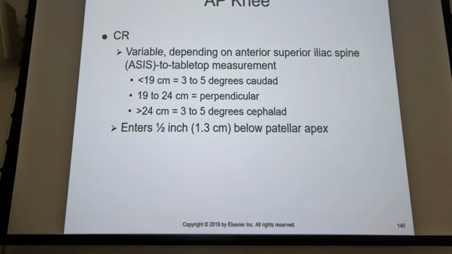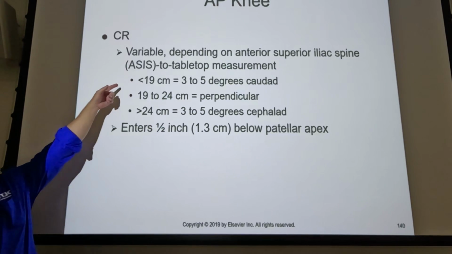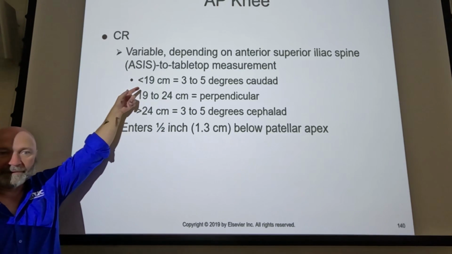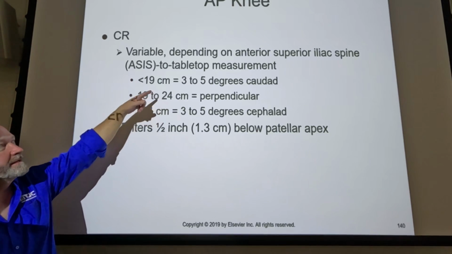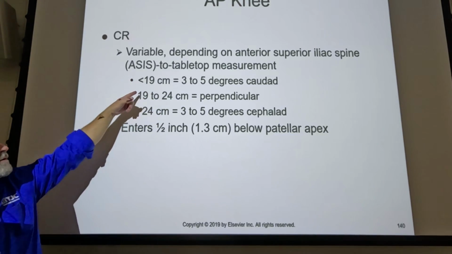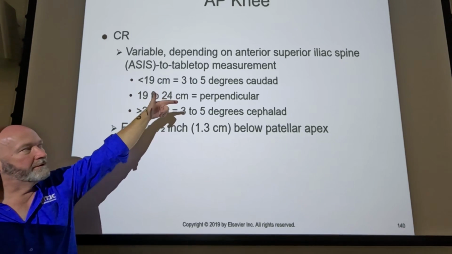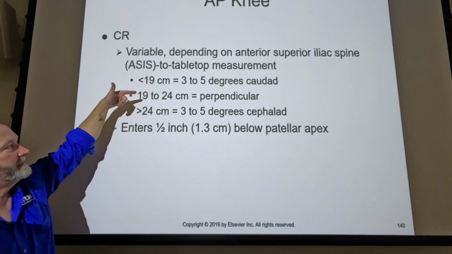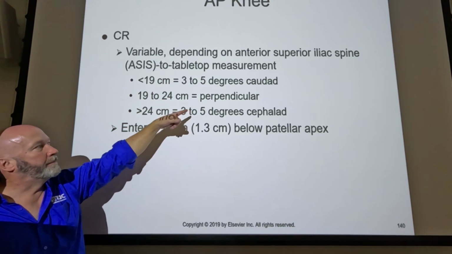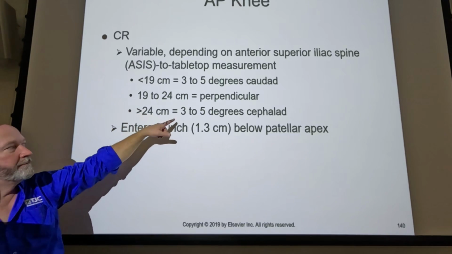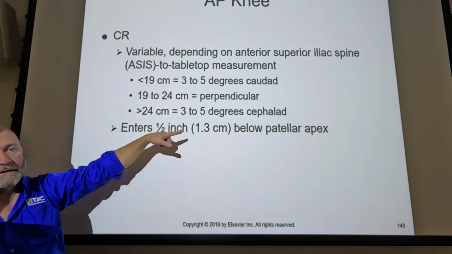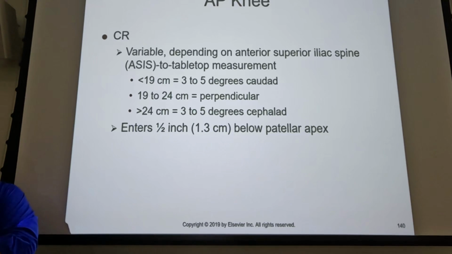Now here's where it gets tricky. We've got 3 different possible angulations. If the distance from the patient's ASIS, that's the pointy thing that sticks out of the front of the pelvis, to the tabletop measures below 19 centimeters, then you're going to angle 3 to 5 degrees caudad. If it's between 19 and 24, we're going to angle perpendicular. If it's 24 or above, we're going to angle 3 to 5 degrees cephalad. A lot of numbers there, right?